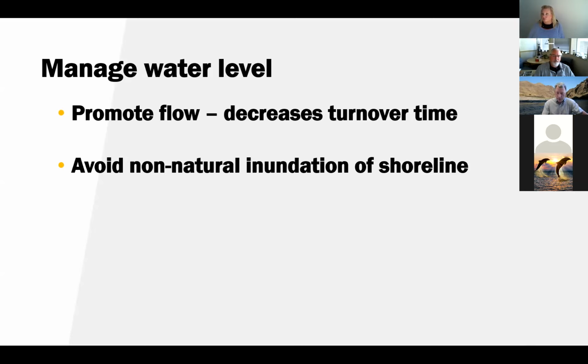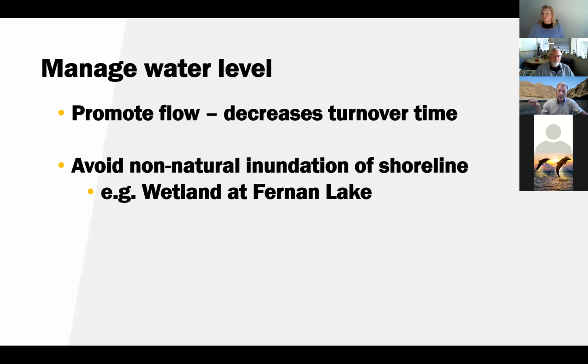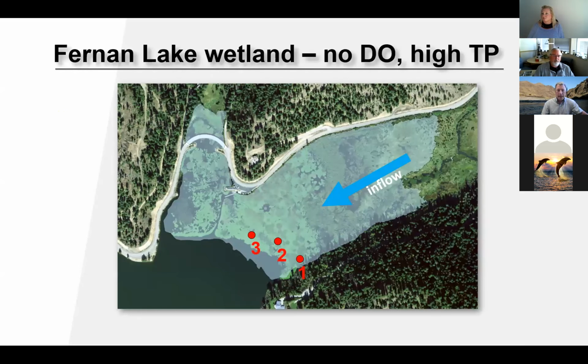And we have some experience with that at Fernan Lake, where there's a wetland at the east end of the lake, and when the village puts their 2-foot dam in to keep the water level up, to keep people happy, then there is an inundation of that wetland, and it's not a naturally inundated area. And this is what this looks like. So this is at the very east end of Fernan Lake. I-90 is down at the west end of the lake.